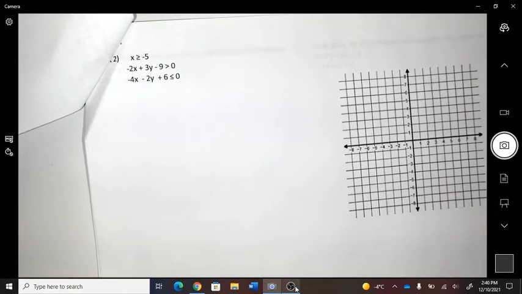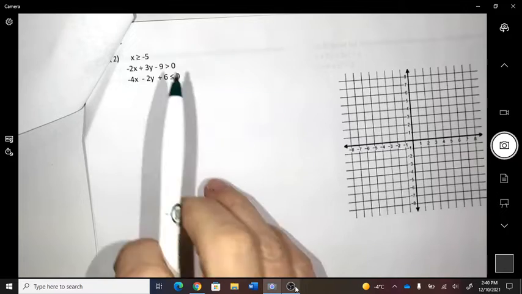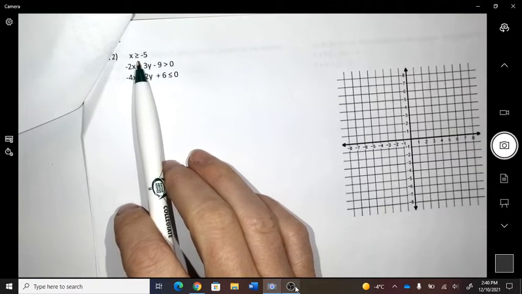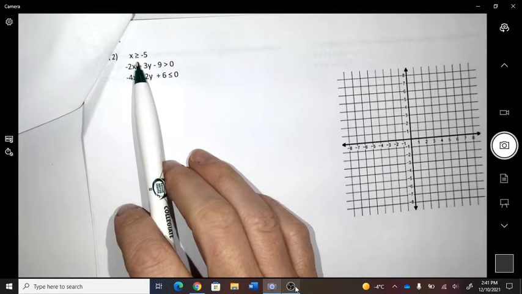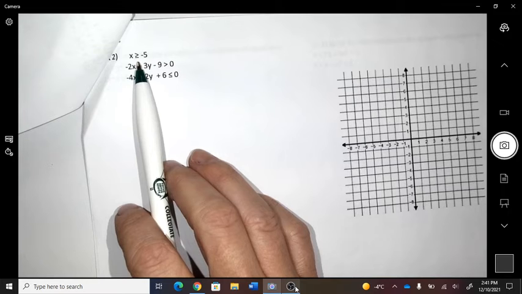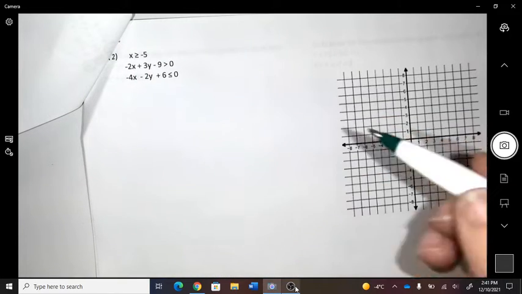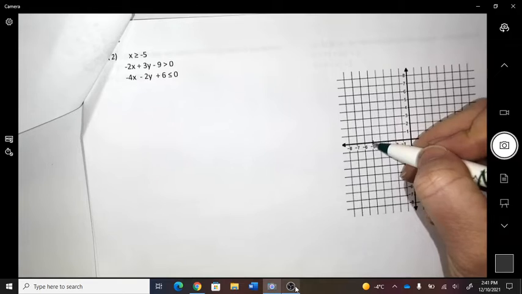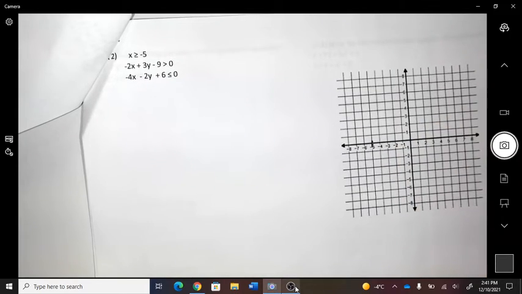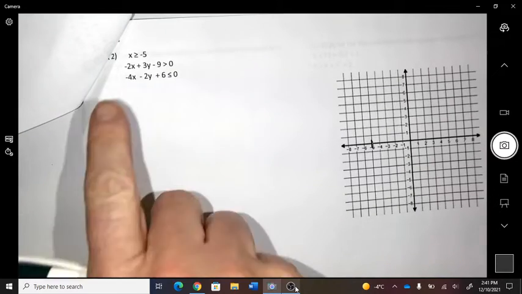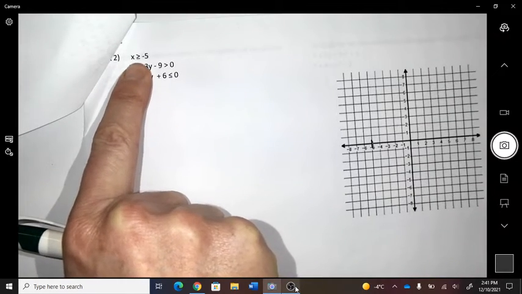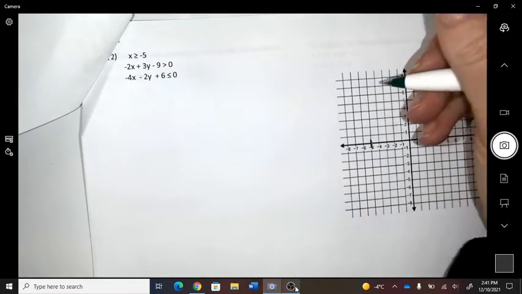Okay, last example. So do you notice that this doesn't have y's and x's in it? Here's your two options. You did this in grade 10. Is this going to create a vertical or a horizontal line? Vertical. So I'm going to go to an x value of negative 5. And I'm going to draw a vertical line. What kind of line do you want it to be? So look at this. Dashed or solid? Solid.